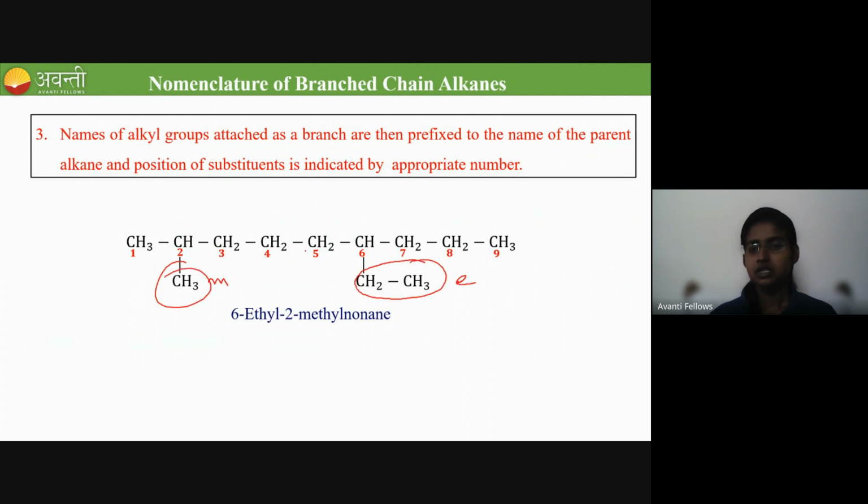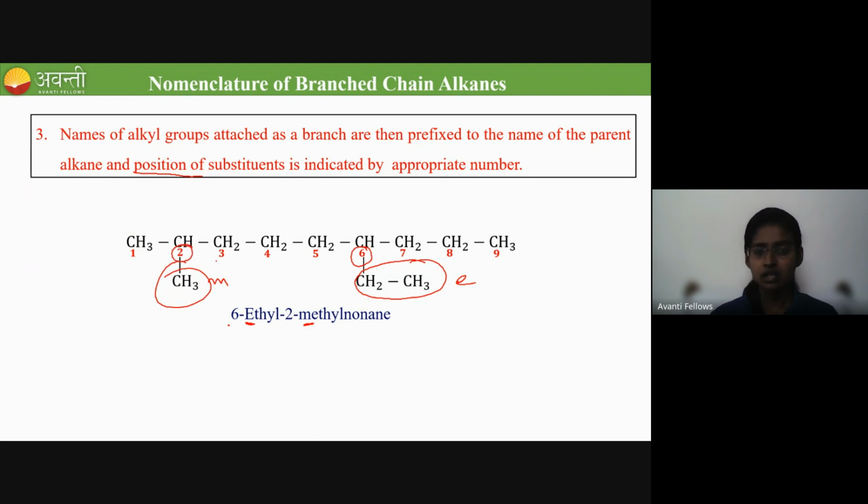Since we have two substituents, we have to go by alphabetical listing. We cannot write 2-methyl 6-ethyl. We have to write 6-ethyl 2-methyl because E comes first in the alphabet, then M comes. So while naming the organic compound, start from the substituent that comes first in alphabetical order. Ethyl is attached to the 6th carbon, methyl to the 2nd carbon, so 2 and 6 are the positions of the substituents.